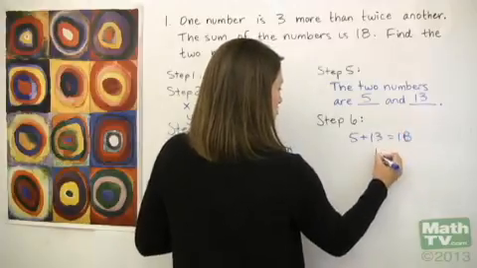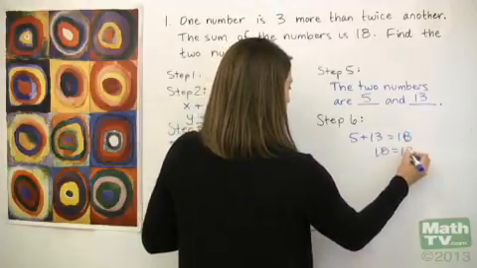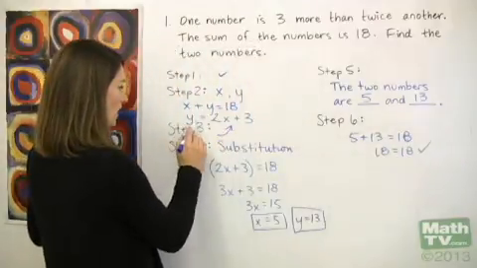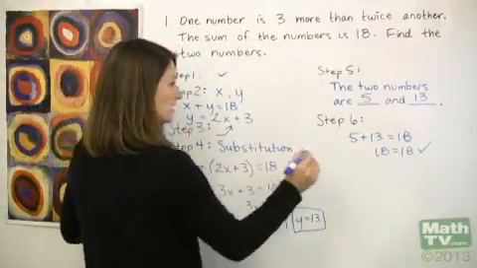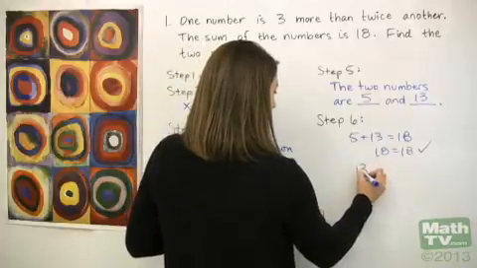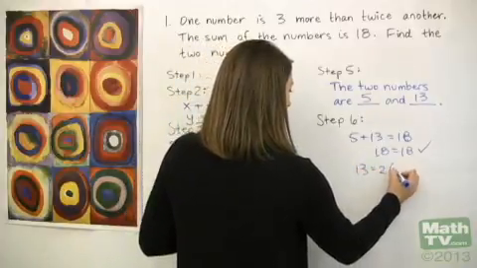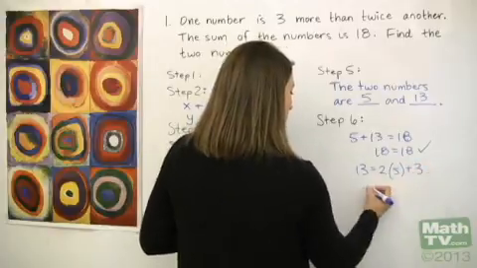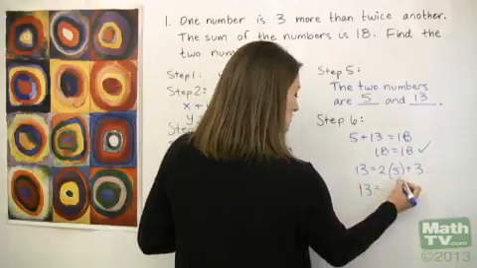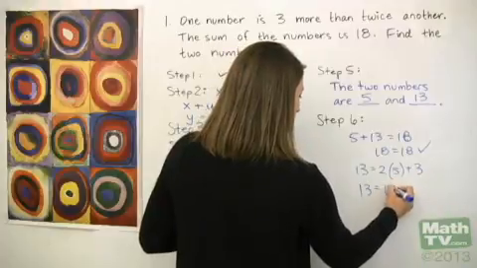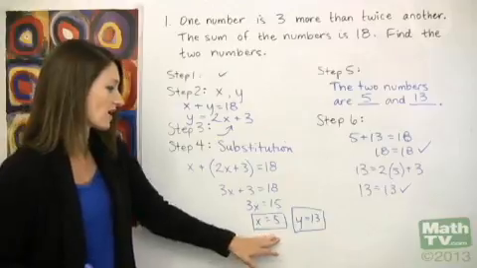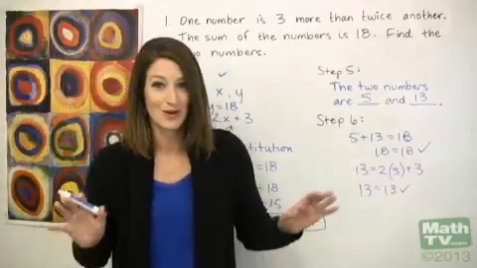Does this check? Yes, 18 equals 18. Woo! Okay, and let's try our other equation here. y equals 2x plus 3. Let's plug that in. Let's do 13 equals 2 times 5 plus 3. And then simplify. So we have 2 times 5 is 10 plus 3 is 13. And this checks as well. So our two solutions, x equals 5 and y equals 13, work out great.